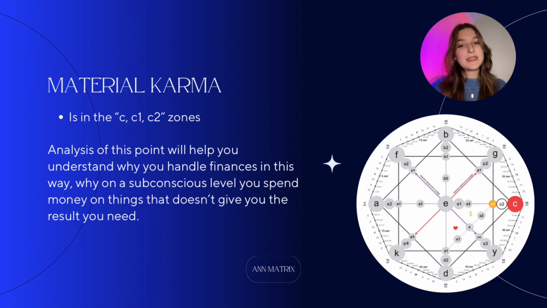Point C1 tells us how we made money in the past, what mistakes we made regarding finances. The sum of the energies shows at point C2 what a person liked to spend money on in past incarnations and what he was ready to do for the sake of money. Analysis of this point will help you to understand why you handle finances the way you do, why on a subconscious level you spend money on something that doesn't give you the result you need.